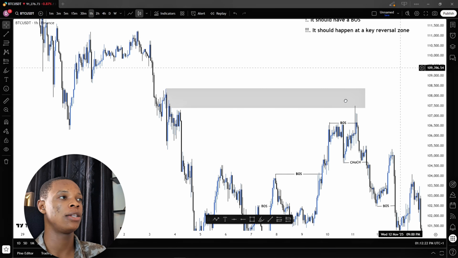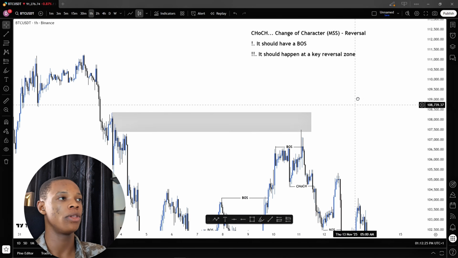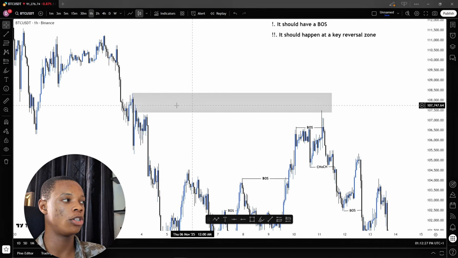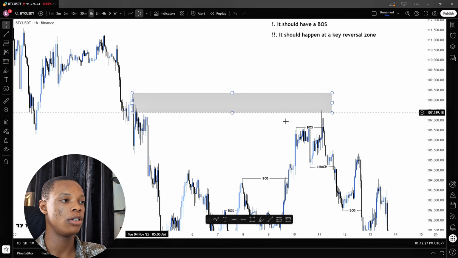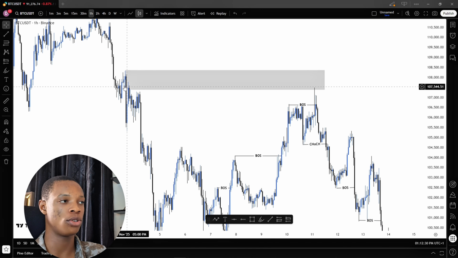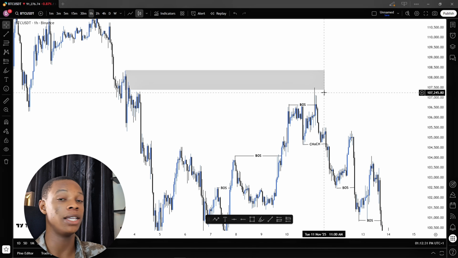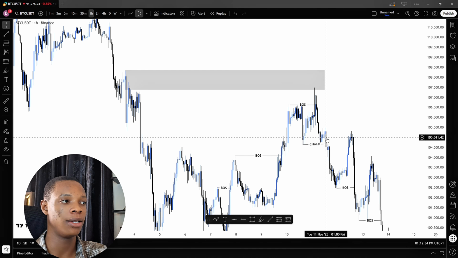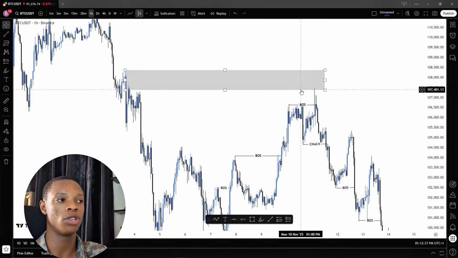Then the second thing, like I said, is that it should happen at a key level or at a key reversal zone. Now watch, this zone it started selling from, it was a reversal zone, a sell zone. You can notice on getting there I gave a change of character and then it started selling because that was a zone for possible sell.